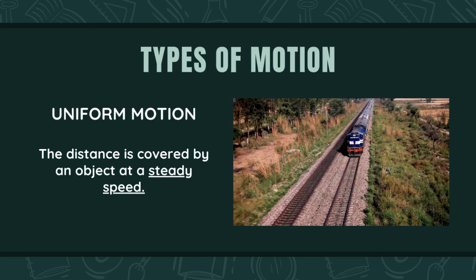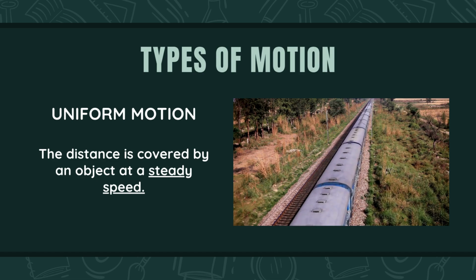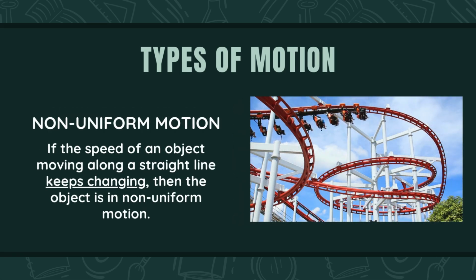Did you know there are different types of motion? Yes, there's something called uniform motion, where something moves at a steady speed, like a train on a straight track. Then, there's non-uniform motion, where the speed keeps changing, like a roller coaster going up and down. It's like comparing a calm bike ride to a thrilling bike race.